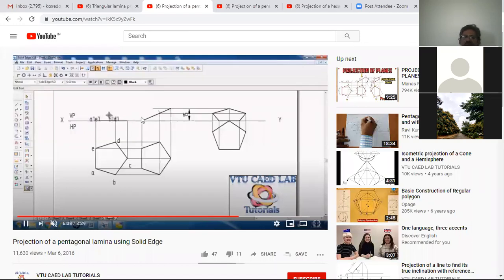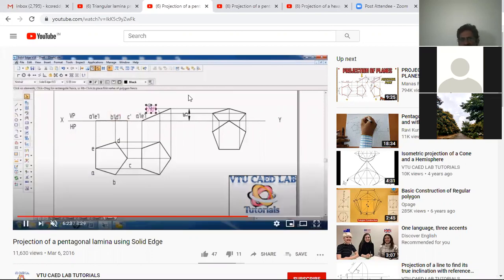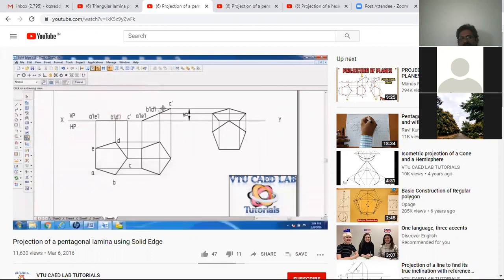The same way we can use the move with copy command. One front view and one top view is enough, so the same can be moved. Move with copy to here and then to there, and C dash to here. Then use the trim command for extra lines.